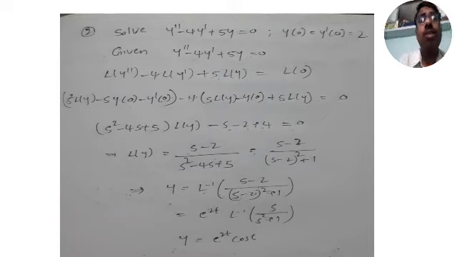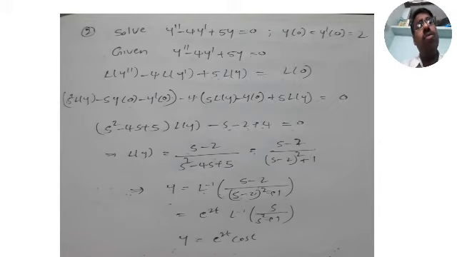Second problem. Solve y double dash minus 4y dash plus 5y is equal to 0 with y of 0 and y dash of 0 both equal to 2. These are questions that previously came for 5 marks. Be careful. So, solving the differential equation.